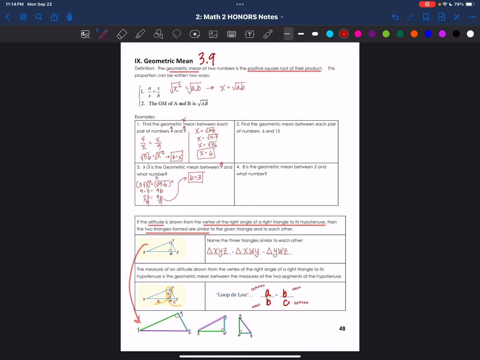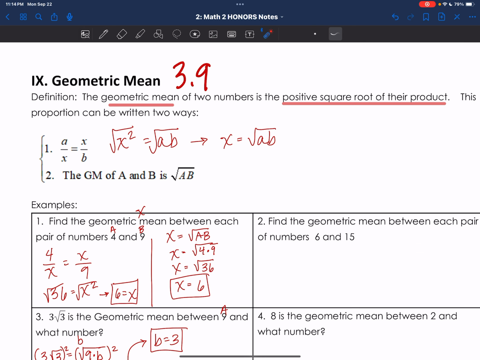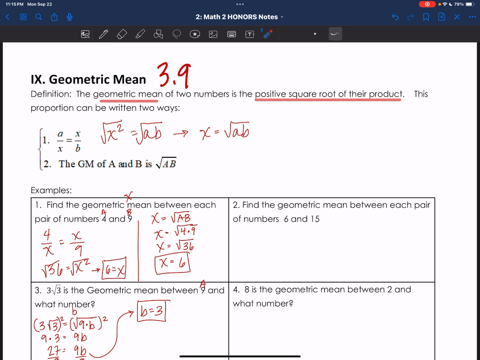All right, today what we're going to be talking about is the geometric mean. The geometric mean of two numbers is the positive square root of their product. It's a proportion that can be written a couple different ways.